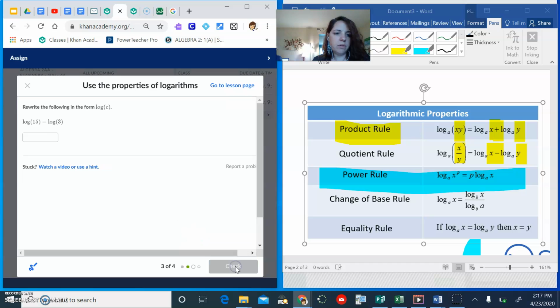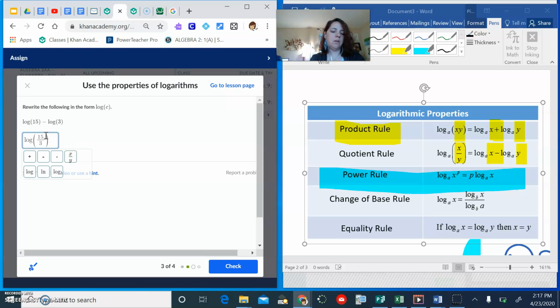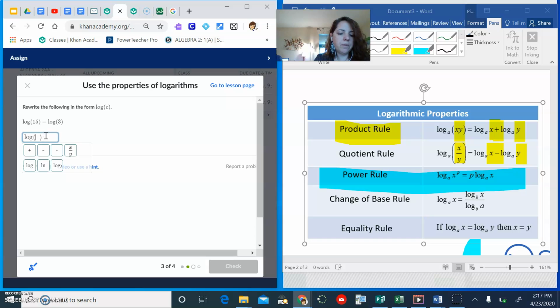Okay, let's do another one. I've got them split up and they're subtracting. So split up and subtracting means I can squish them and divide. It's the quotient rule. So log of 15 divided by 3. But Khan Academy is going to say I'm wrong because I can actually do 15 divided by 3. What's 15 divided by 3? 5.